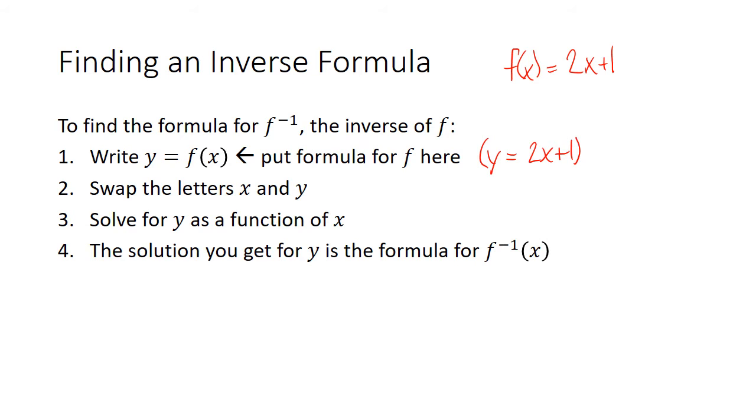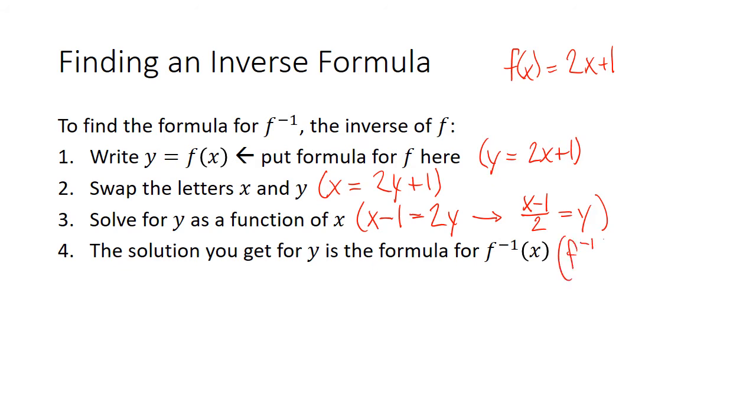And then you swap the letters x and y. So I would get x equals 2y plus 1. And then you solve for y as a function of x. So let's see, I'll subtract 1 from both sides, and then I'll divide by 2. So I would get x minus 1 over 2 equals y. Okay, so I've solved for y. And then finally, the solution that you get for y is the formula for f inverse of x. So you can just write that, f inverse of x equals x minus 1 over 2.